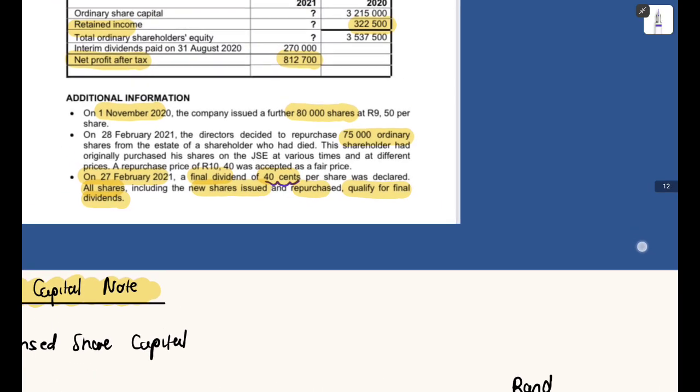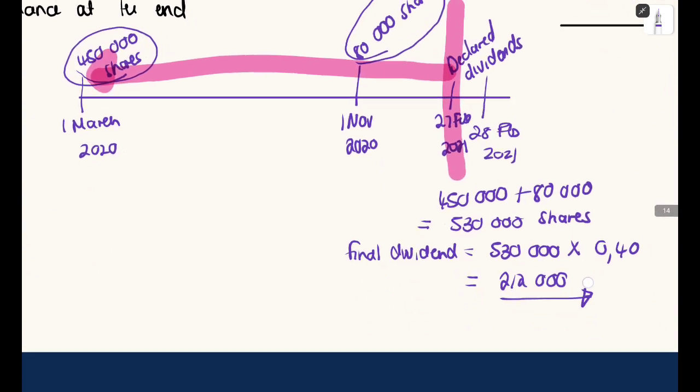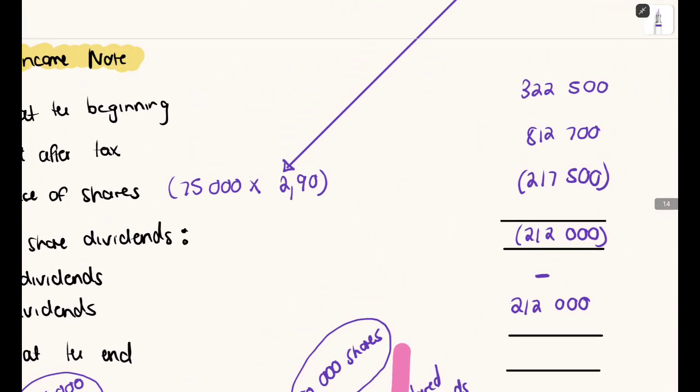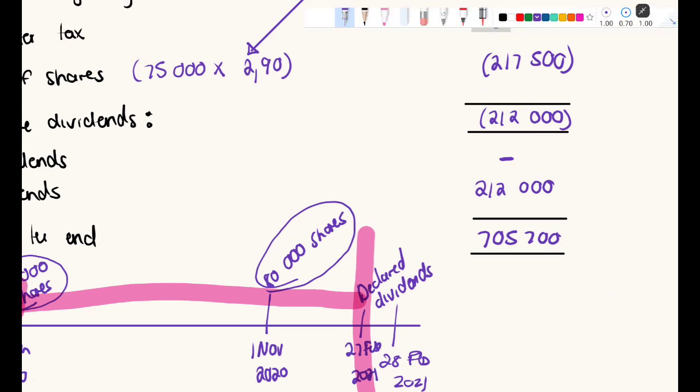Now I need to find my balance at the end. How do I find my balance at the end? It's your beginning plus your tax minus your repurchase minus your ordinary share dividends, to give you your balance at the end. That would be 322,500 plus my 812,700 minus my 217,500 minus my 212,000, which would give me 705,700.